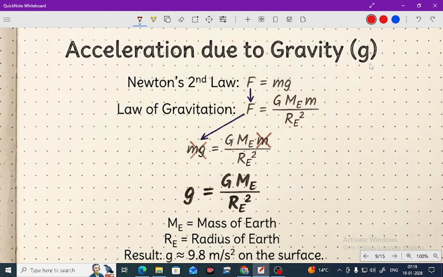Acceleration due to gravity, small g. Newton's second law, F equal to mg. Law of gravitation, F equal to capital G, mass of Earth, small m, by r squared. Therefore, this will be equal to this. Therefore, mg is equal to capital G Me small m by r squared. So this m will cancel out, and small g equal to capital G Me by r squared. M is the mass of Earth, r is the radius of Earth, and as a result, again we are getting the value of g as 9.8 meters per second squared on the surface.